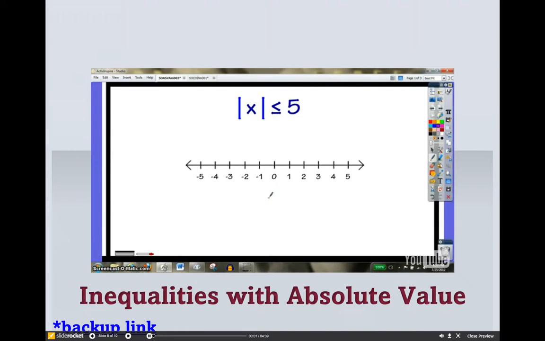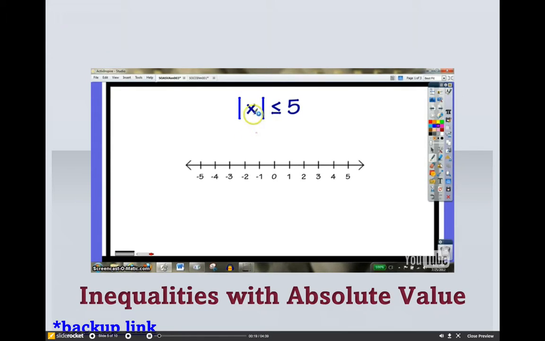Now that we've taken a look at equations with absolute value, what about inequalities? Well, take a look at the example we've got here. And to help us, we're going to use a number line graph to think about this situation. Absolute value of x is less than or equal to 5. So think about what numbers would work.